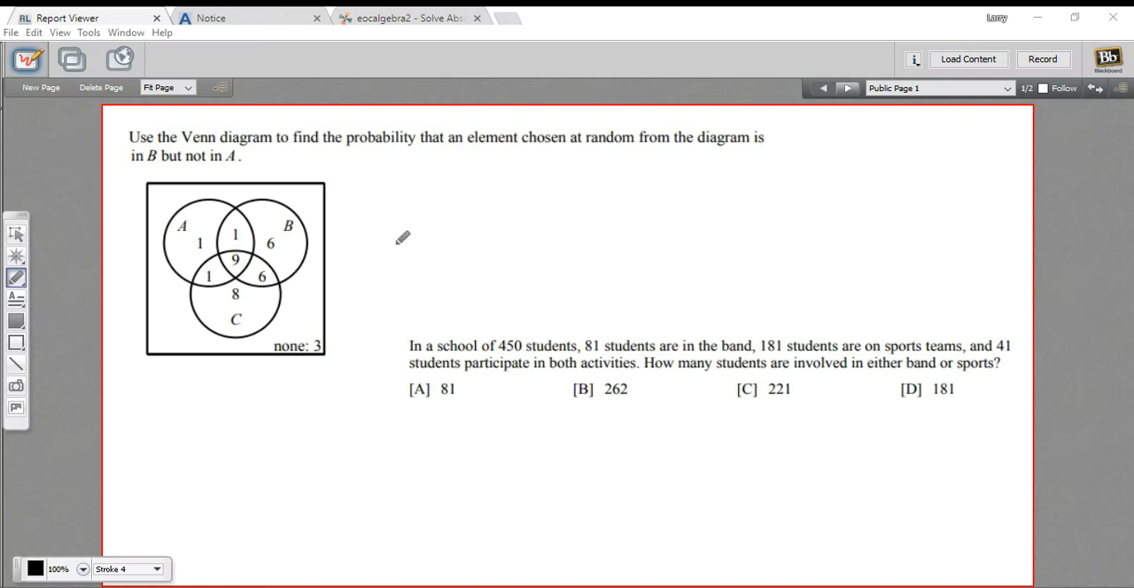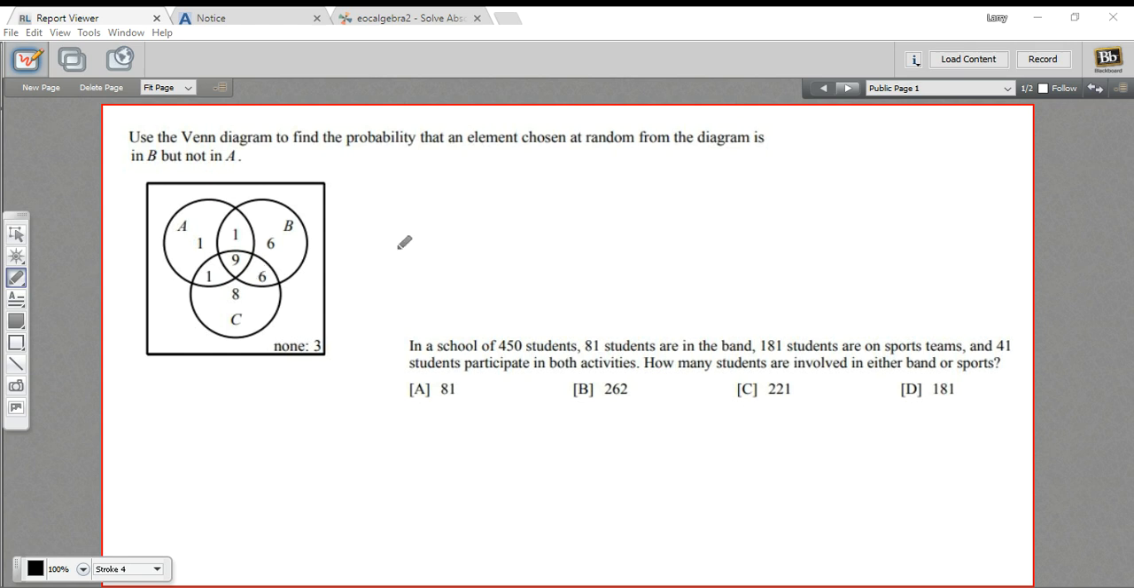Here we have some problems about Venn diagrams. Venn diagrams are diagrams that use circles to show belonging to groups or sets. This first one says, use the Venn diagram to find the probability that an element chosen at random from the diagram is in B but not in A.